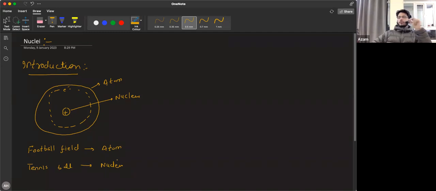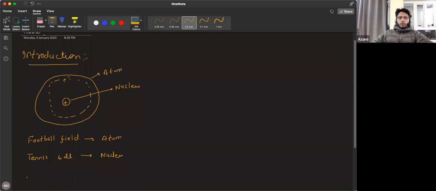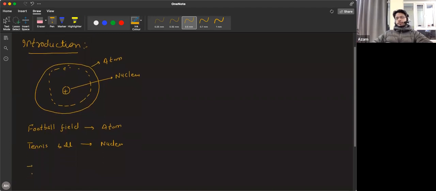Mass of the atom is within the nucleus. And now, when we study this nucleus, the units change. In atom, the unit of length that we use was angstrom. But in nucleus, the unit that we use is Fermi. One Fermi is 10 raised to the power minus 15 meter.